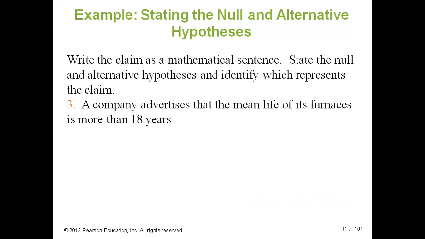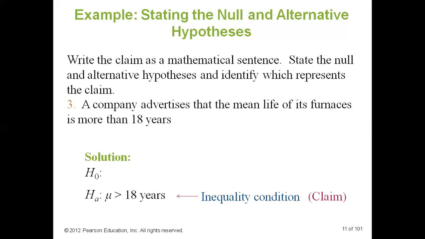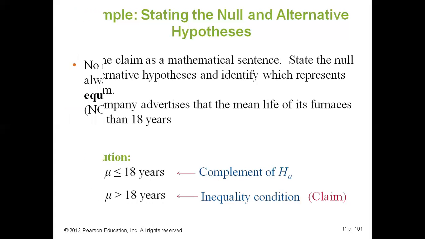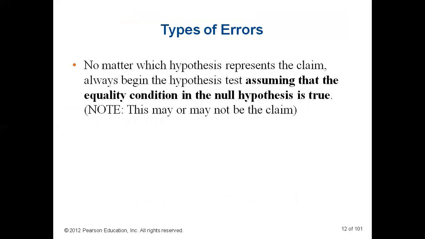Next, a company advertises that the mean life of its furnaces is more than 18 years. More than 18 years. So here again it is an inequality sign, an inequality condition. More than means greater than 18 years, so it will come under the alternative hypothesis: mu is greater than 18 years. So the null hypothesis will be the complement of mu greater than 18 years, which is nothing but mu less than or equal to 18 years. Types of error.